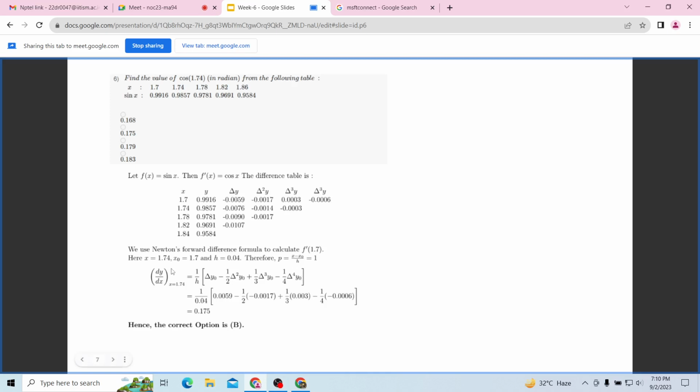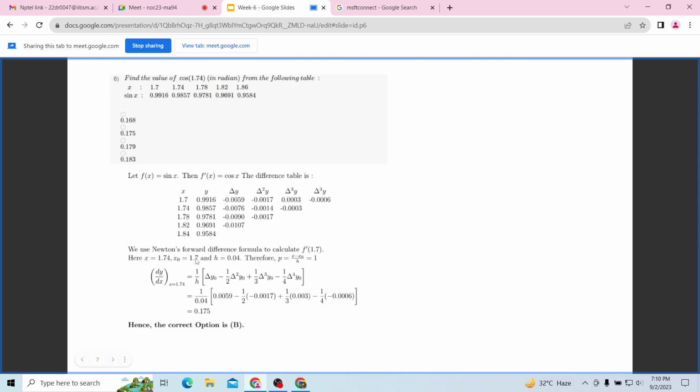Okay. Now here we have to calculate at x equals 1.74. So as we are using forward difference, take x naught as 1.7 and h will be the difference between the consecutive terms, that is 0.04. So this will give you p as x minus x naught by h, that is 1, right? So just substitute in Newton's forward difference formula, that is dy by dx at x equals 1.74 is given by 1 by h times del y naught minus 1 by 2 del square y naught plus 1 by 3 del cube y naught minus 1 by 4 del 4 y naught, right?